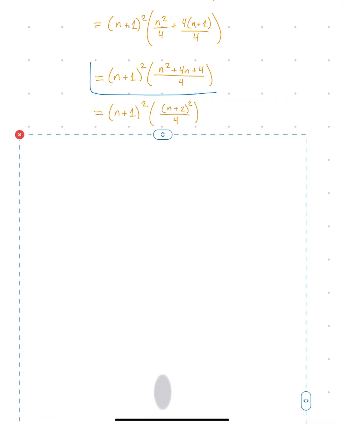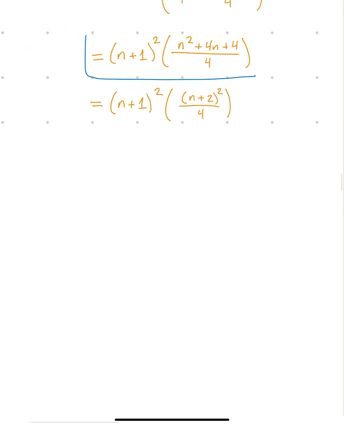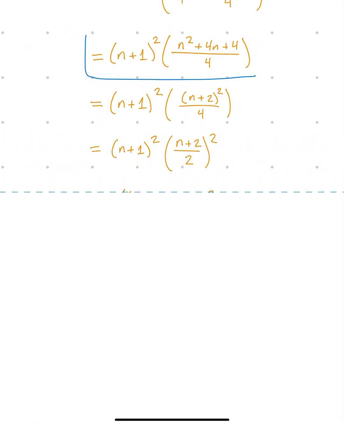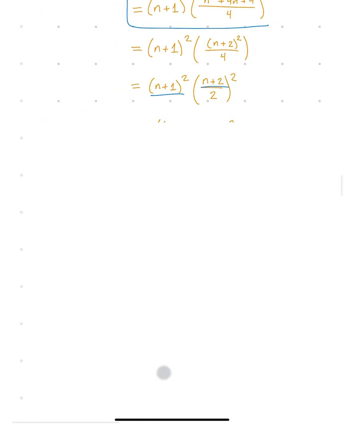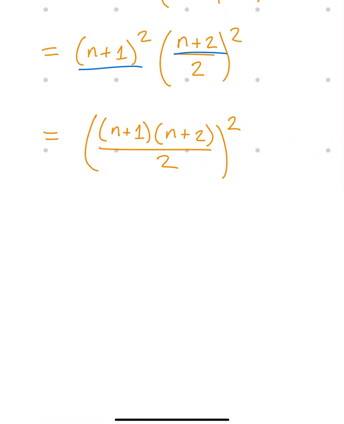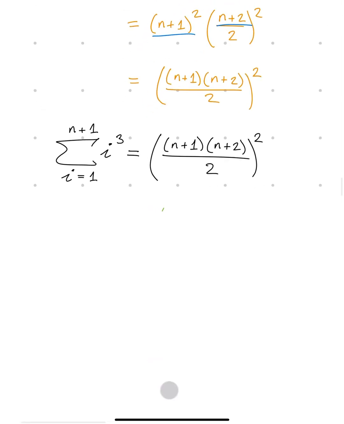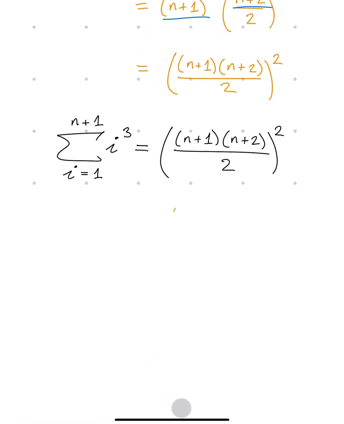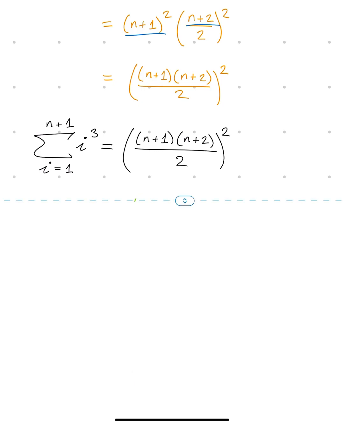We can now factor this into n plus 1 squared and n plus 2 squared, divided by 4. And if you see, we can pull that out, and we get n plus 1 squared and n plus 2 over 2 squared. And then we can factor it one more time and get n plus 1 times n plus 2, all over 2, squared. And if we see, that means that our sum from i equals 1 to n plus 1 of i cubed equals n plus 1 times n plus 2 over 2, all squared.